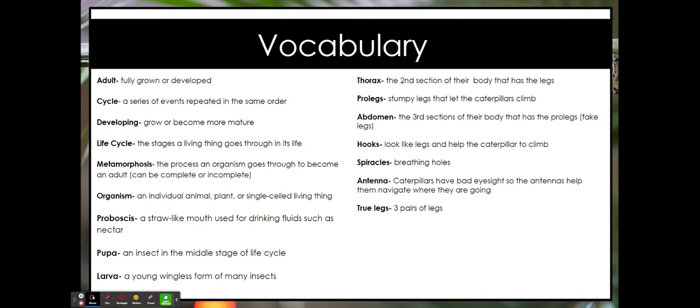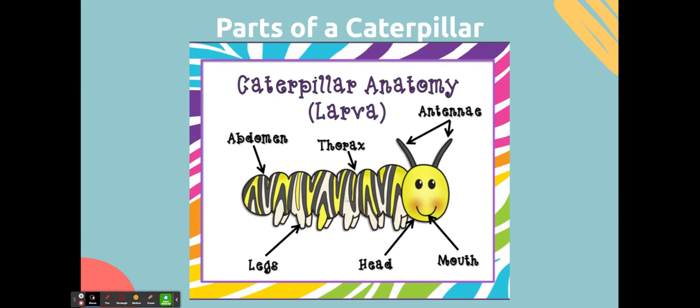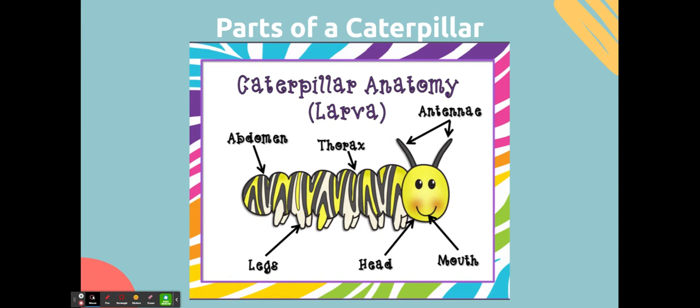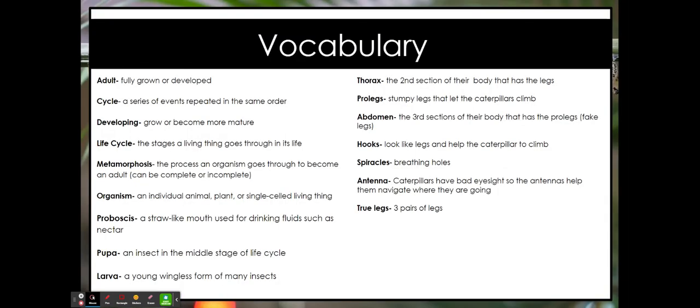All right, so like we said, we talked about the thorax, which is right here. It's the second part of the caterpillar and is the part that has their legs. Now, we were talking about the prolegs. The prolegs are those funny things in the back that I told you are like their claws, and they're actually fake legs, and these are located in the abdomen area. All the legs in the back are actually fake. They look like legs, but they're really there to help them grip onto things, and they're called prolegs.